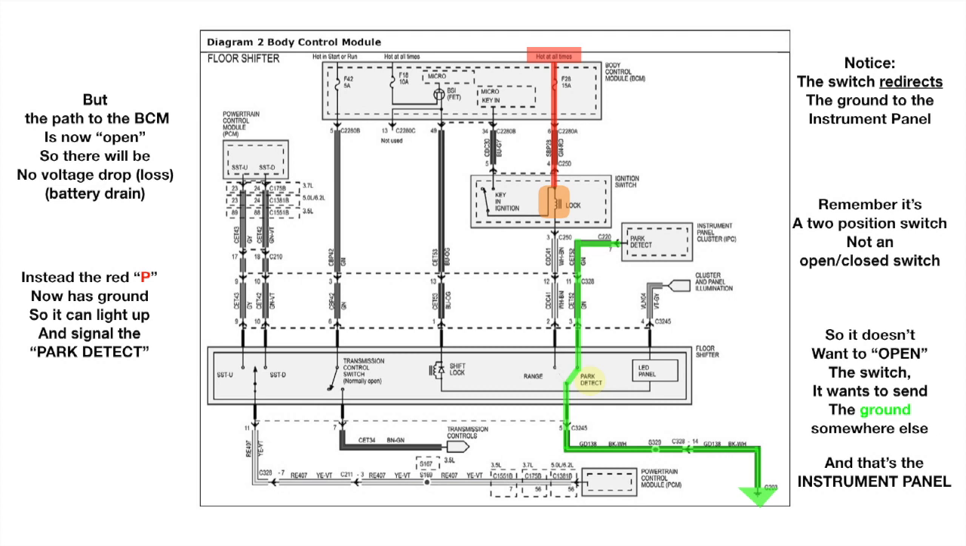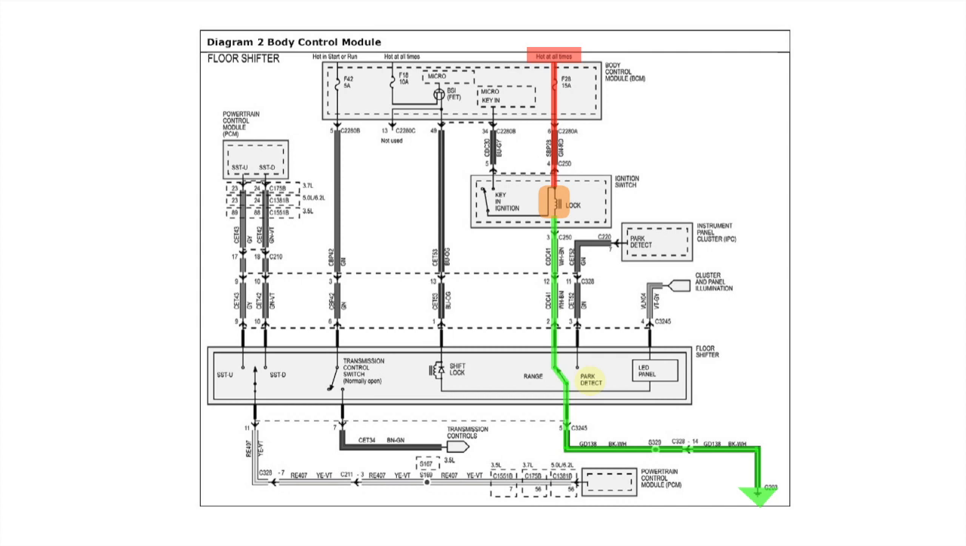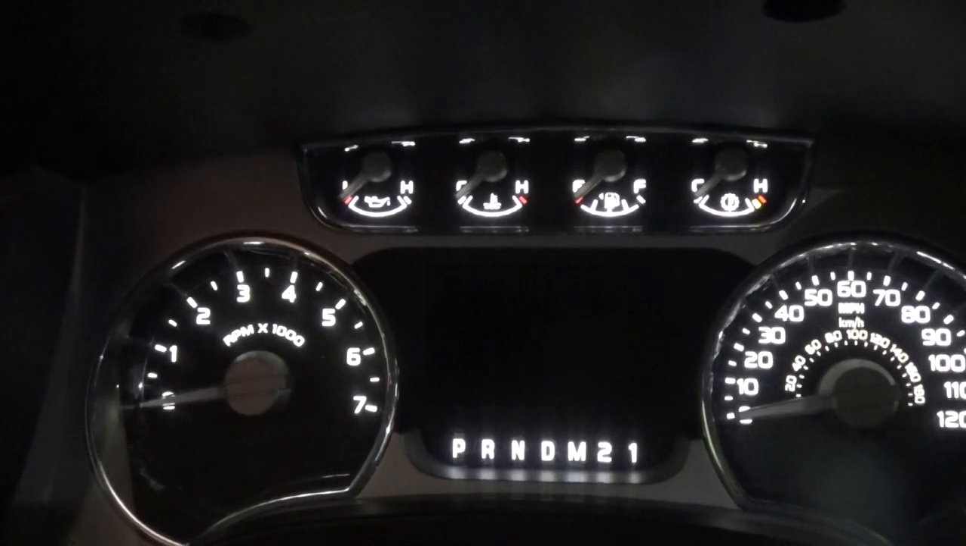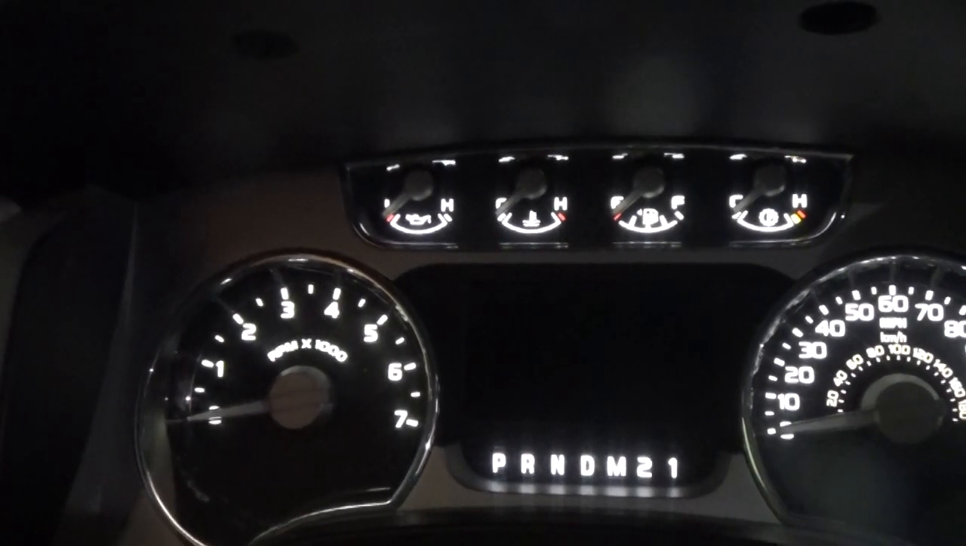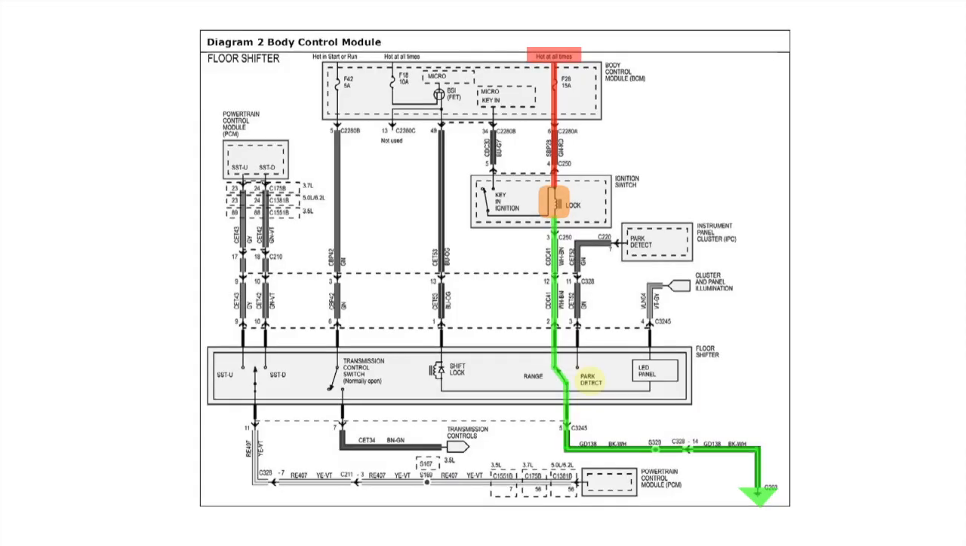Instead, the shift indicator has the ground at the park position, so the red P can now light up and signal the park detect. This signals the BCM to go into its pre-programmed park strategy or shutdown. So again, if your shift indicator is not red, this circuit is still powered up and you will have a battery drain. So this is a good example of how being able to read the diagram, or talk to the engineers who design the system, has told us how the system works and where to look for the parts involved.